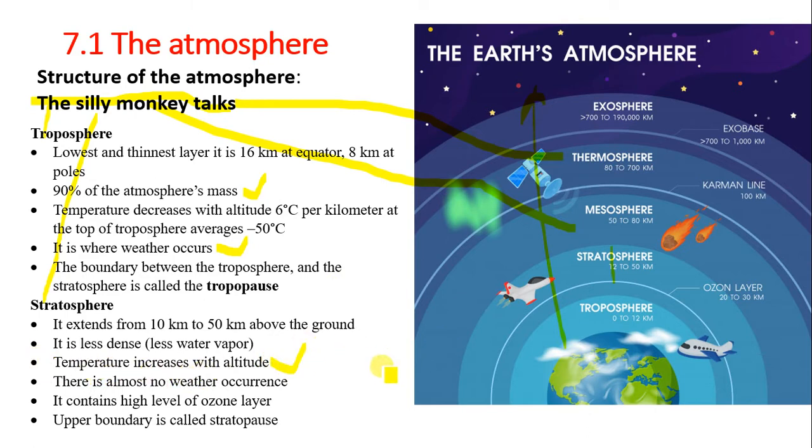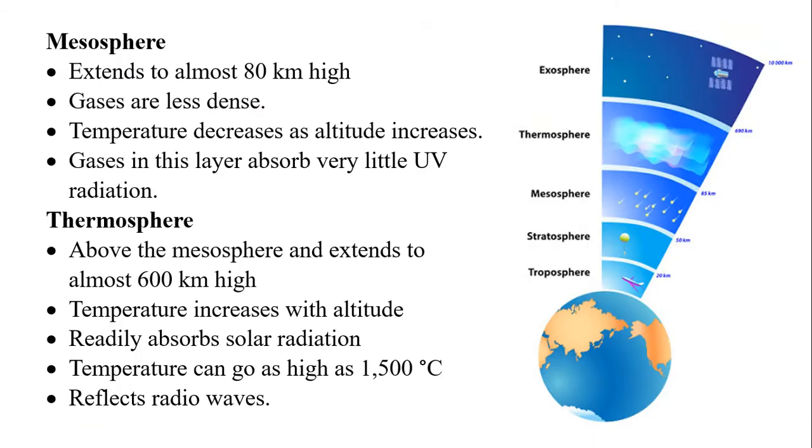So in the stratosphere, the higher you go, the hotter it becomes, and this is caused because the stratosphere contains the ozone layer, which absorbs ultraviolet radiation from the sun. So there is no weather occurrence. It contains a high level of ozone, and the upper boundary that separates the stratosphere from the mesosphere is called the stratopause. Then from there, we move to the next layer, which is the mesosphere.